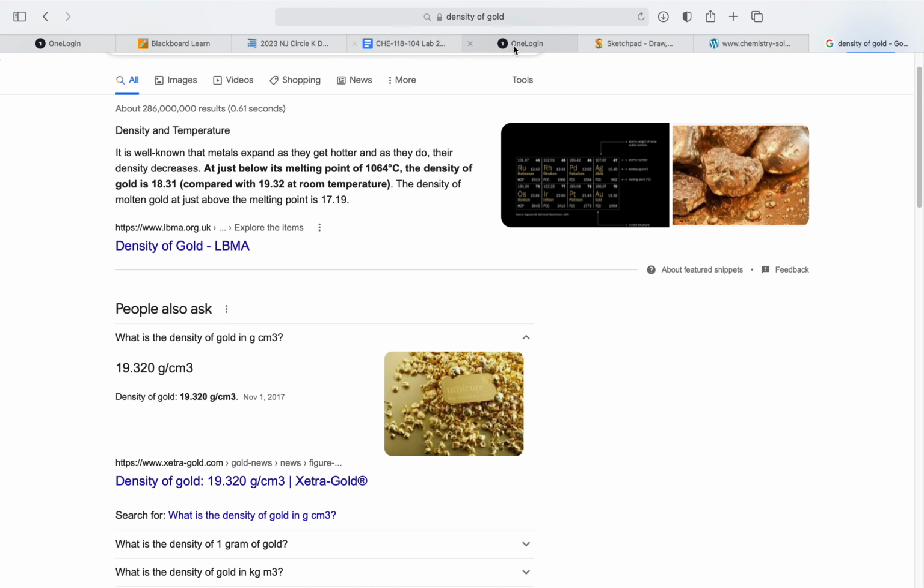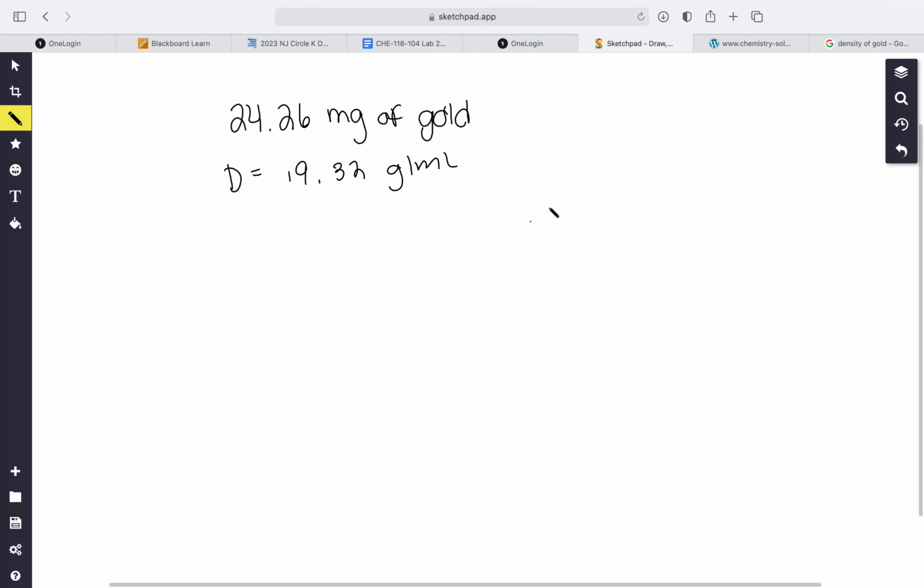Okay, we know that the density equals 19.32 grams per milliliter. At least I think they did it in grams per milliliter. Yes, okay. Also, just for reference, if you see centimeters cubed, it's the same thing as milliliters. So if you see a measurement like 1.2 centimeters cubed, it's the same thing as 1.2 milliliters. That's just volume, and centimeters cubed is equal to milliliters either way.